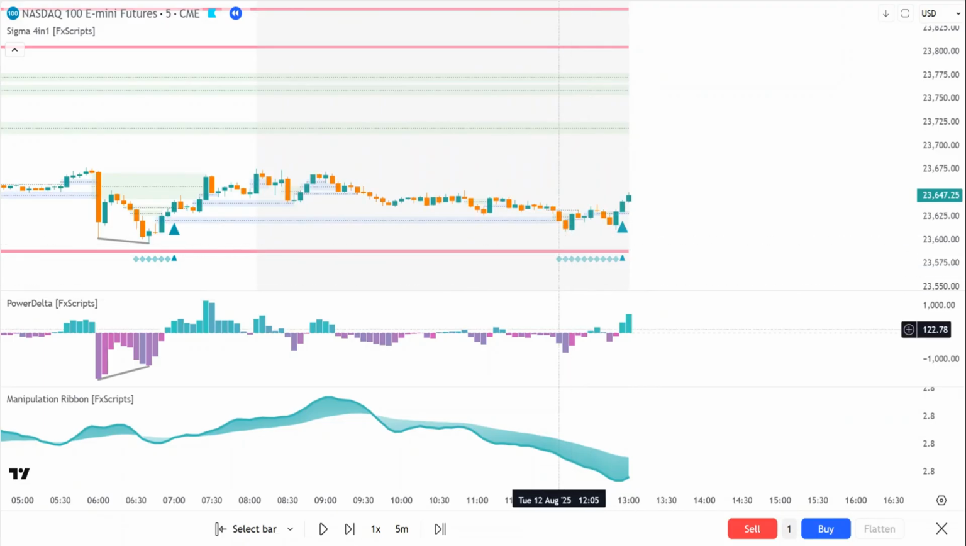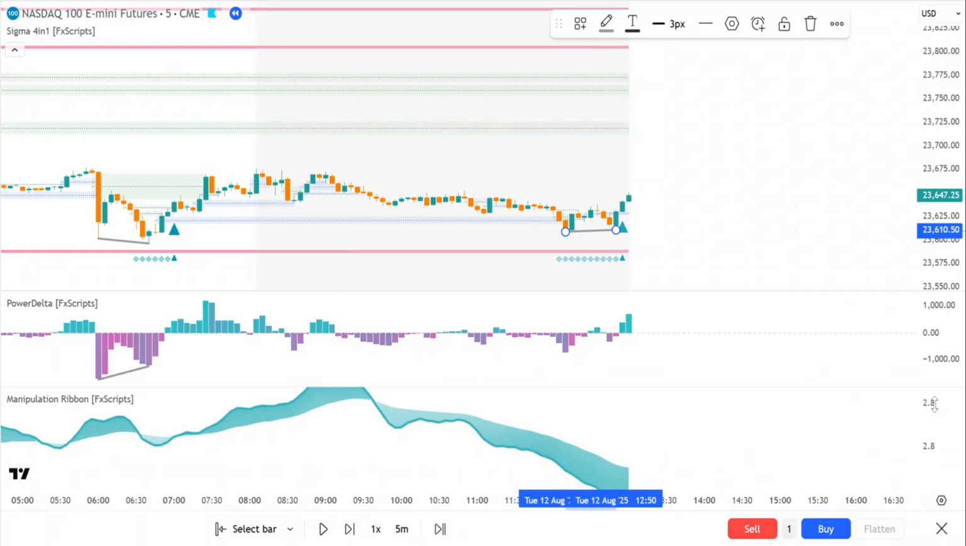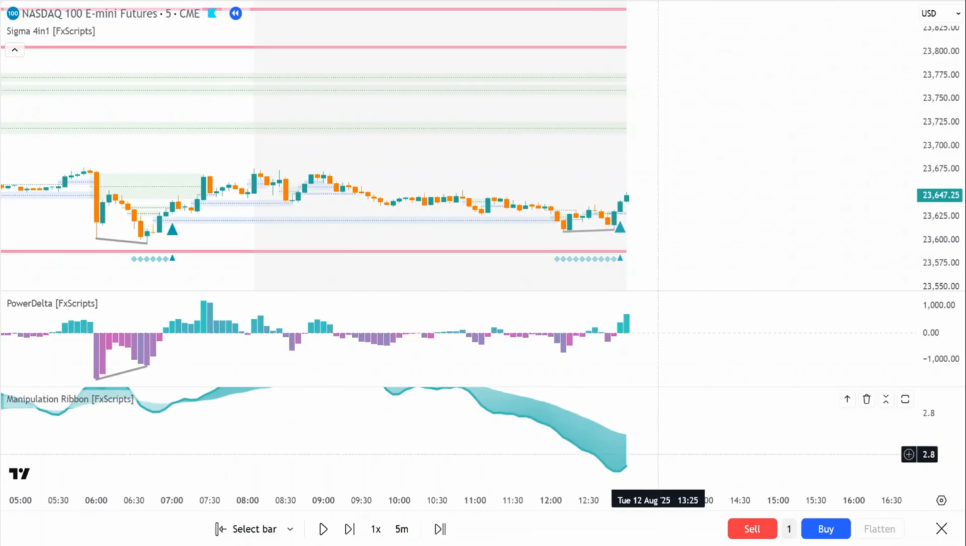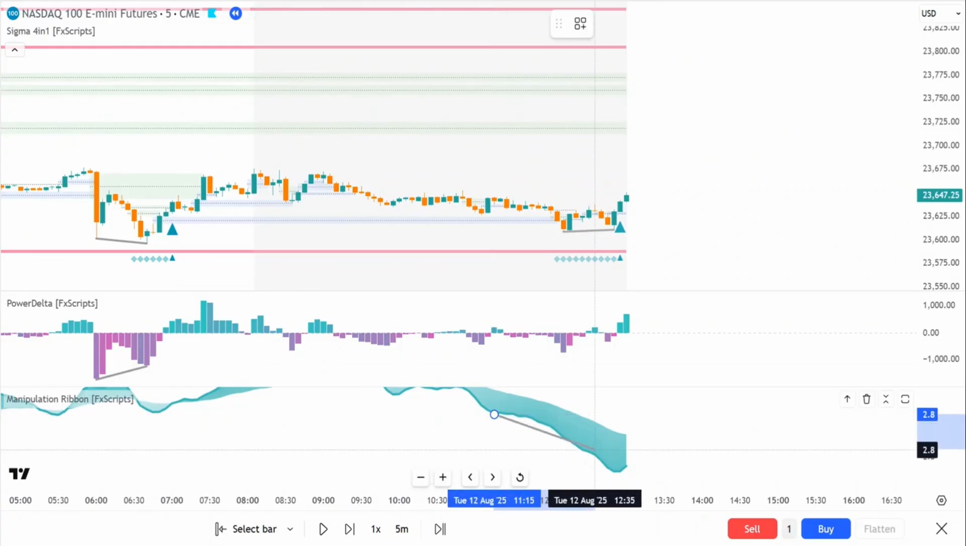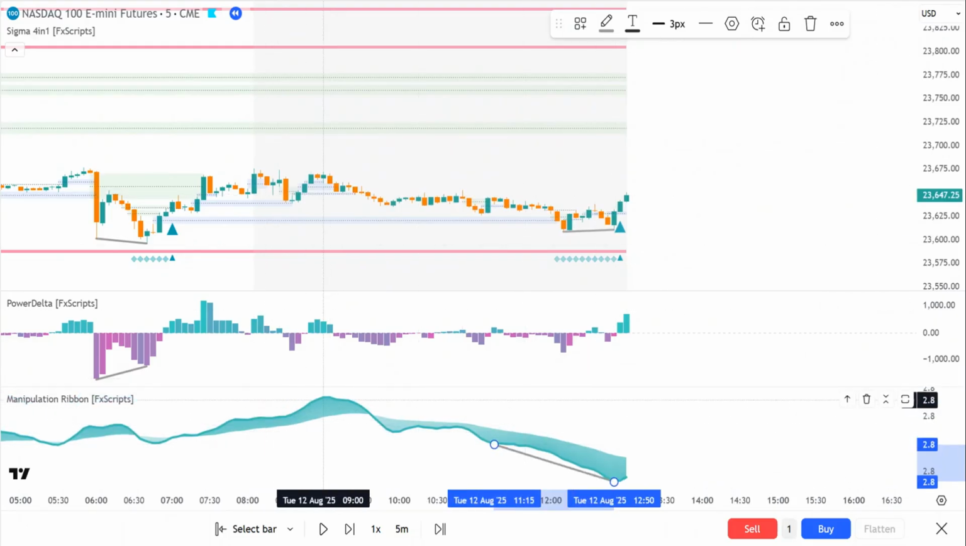There isn't, however, a divergence with the power delta this time. Ever so slightly up, but let me bring this into focus down here. This is the manipulation ribbon. So this picks up price manipulation. Look how price has been manipulated to the downside, but it hasn't gone to the downside. It's being held. So much like it was held here earlier, and you can see that on the ribbon. Ribbon manipulating to the upside, price did not go to the upside, therefore it's going to get pushed down. This is how the ribbon works.